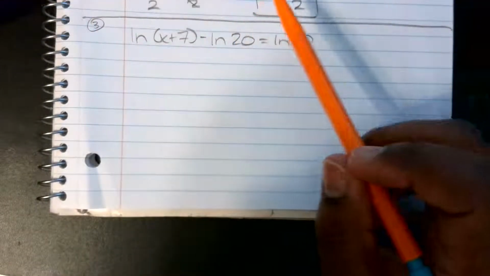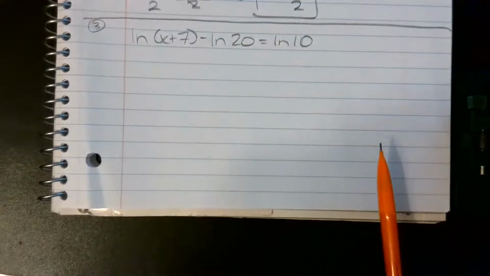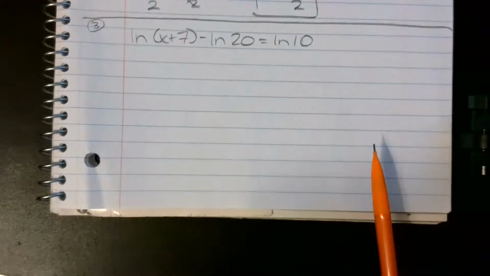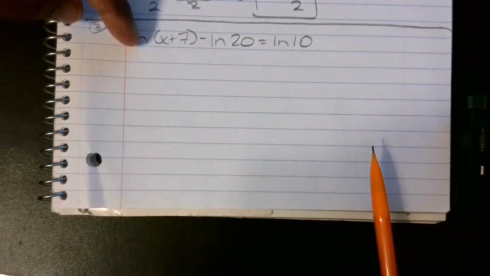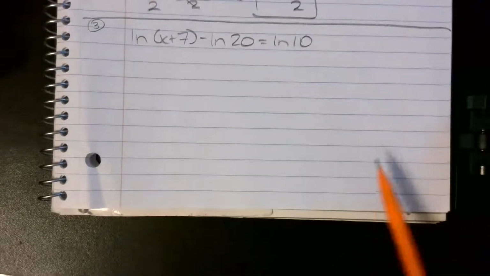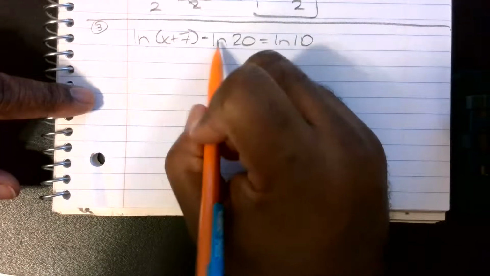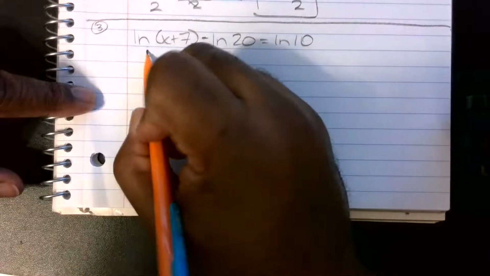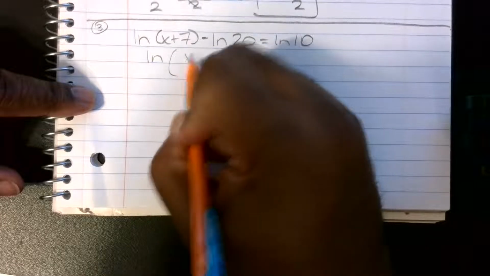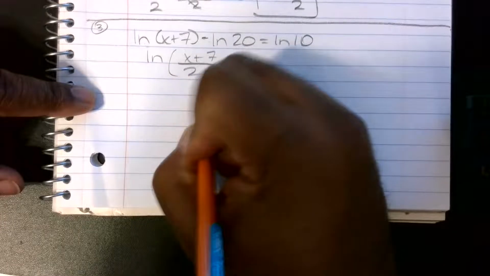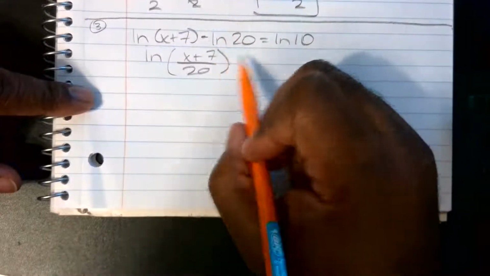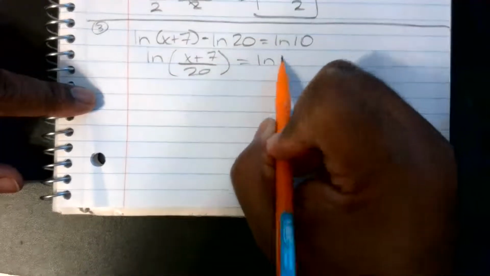So this up at the top was taking logs apart. This is putting them together to solve it. So you do that. Josh, let me know if I didn't answer your question. So natural log of this minus natural log of that. So it becomes natural log of x plus 7 over 20 is equal to the natural log of 10.